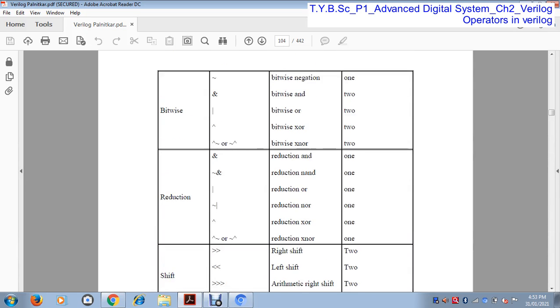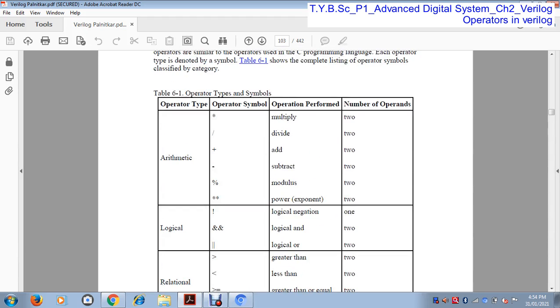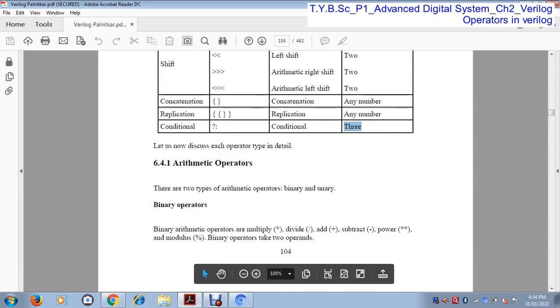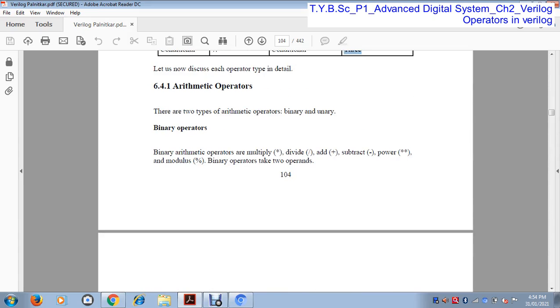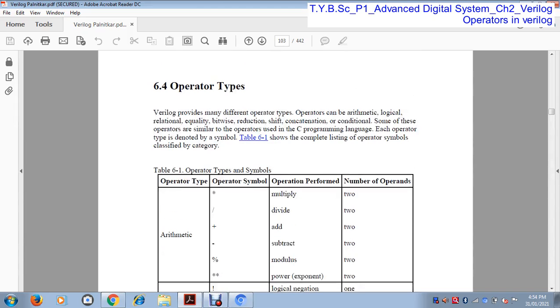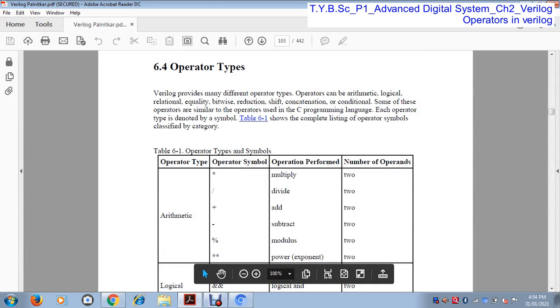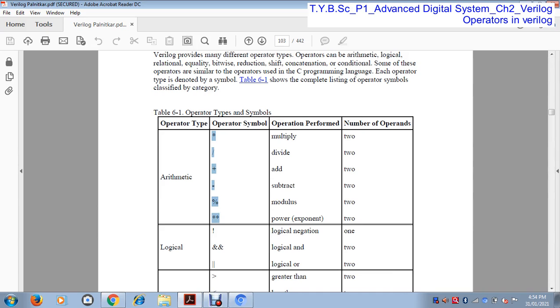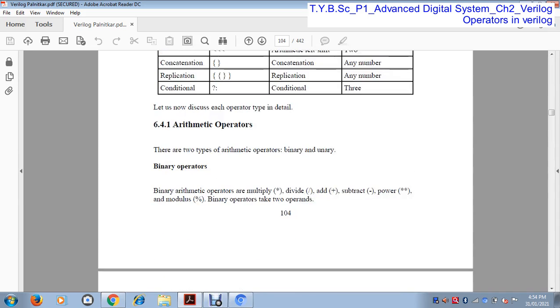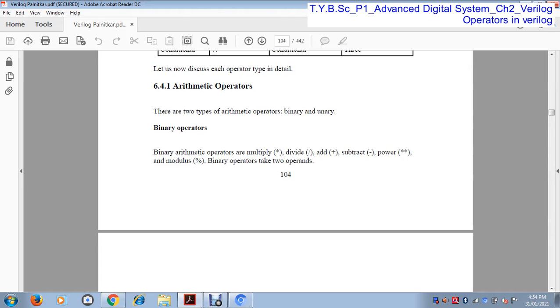Now all these operators we will see step by step, in detail. Okay. First, arithmetic operators. All the arithmetic operators are binary operators, because every operator in the arithmetic category has two operands. Therefore arithmetic operators are binary operators. The binary arithmetic operators are multiply, divide, add, subtract, power, and modulus.